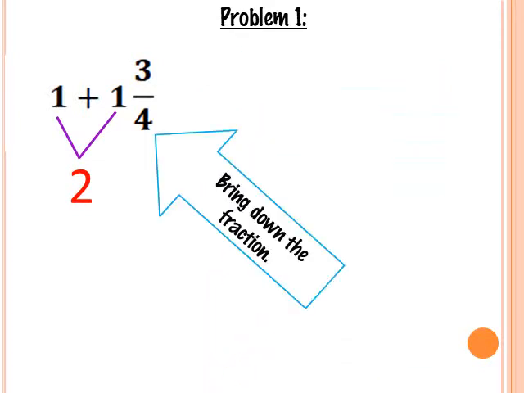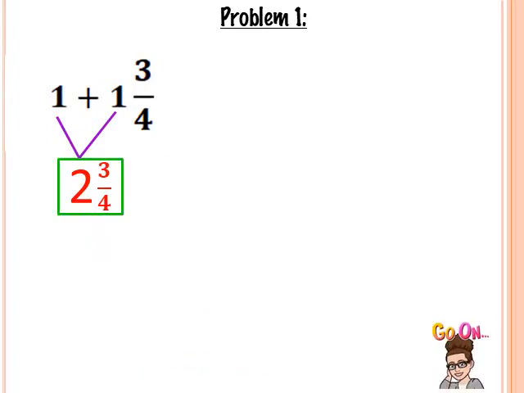The next thing you're going to do is bring down the fraction right next to that whole number that you just added. So you have that 2, and now you're going to bring down that 3/4, and your final answer is going to be 2 and 3/4. Easy peasy.